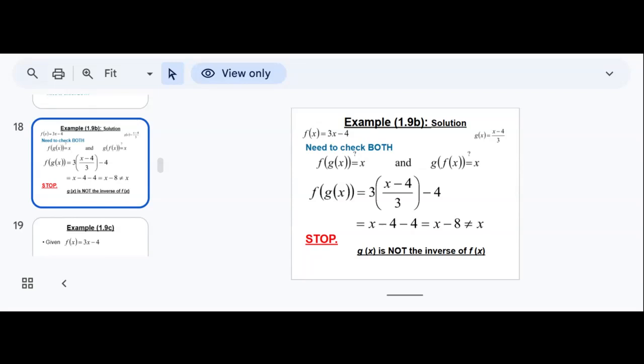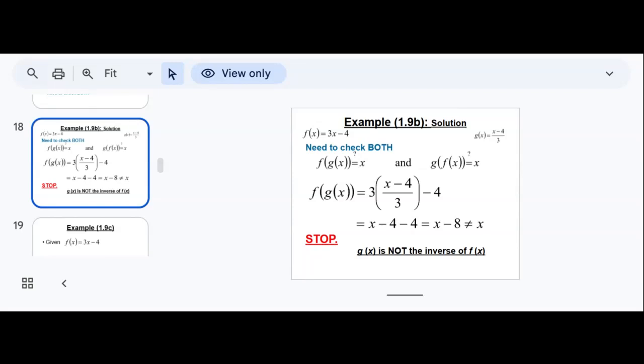Now I have to multiply. When you multiply, you cancel the 3 and 3. So what's left? x minus 4 minus 4, which gives you x minus 8. Is this equal to x? The condition says the result must equal x. So therefore, g of x is not an inverse of f of x.